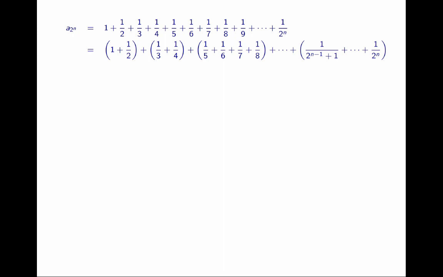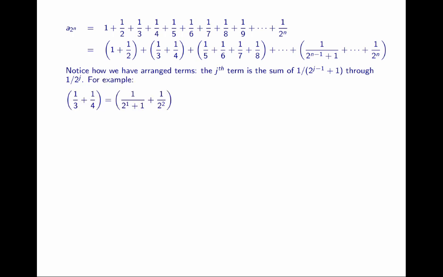Now let's regroup. Let's consider 1 plus a half as a term, a third plus a quarter as a term, a fifth plus a sixth plus a seventh plus an eighth as a term, and so on. So how exactly am I grouping them? Well, notice the jth term is just the sum of 1 over the previous power of 2 plus 1 through 1 over the current power of 2, the jth power of 2. So for example, a third plus a quarter is 1 over 2 to the 1 plus 1, plus 1 over 2 squared, and that's the second term. See, this is the second term here. So I go from 1 over 2 to the 1 plus 1 to 1 over 2 squared because it's the second term.